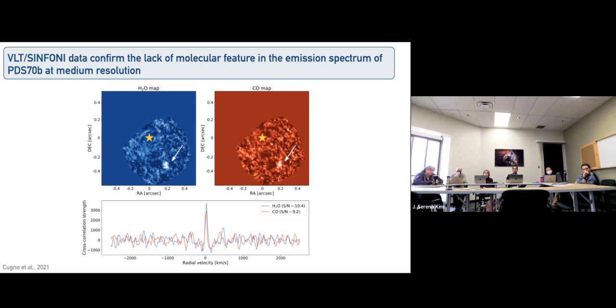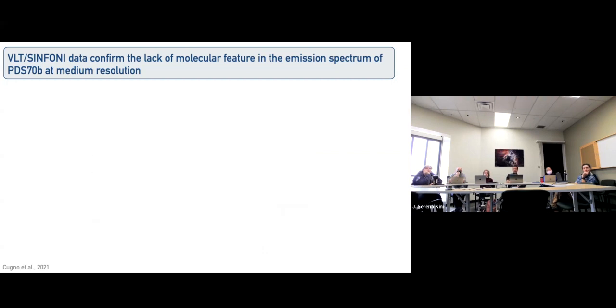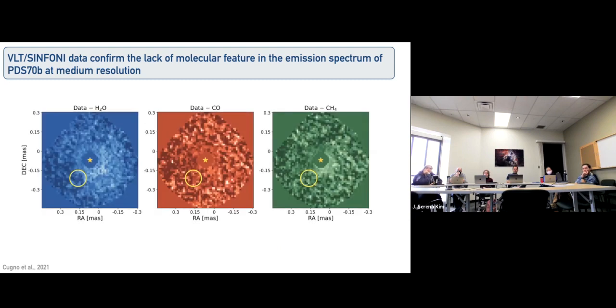And in this case, for beta Pic b, you can really see the clear detection of water and CO in the maps. And at the bottom, we have the cross-correlation function with the two peaks corresponding to the detection of the two molecules. And now we could do the same with PDS 70b, and unfortunately, we didn't detect anything.